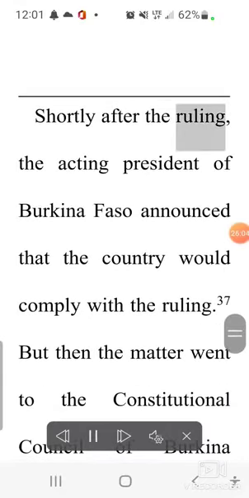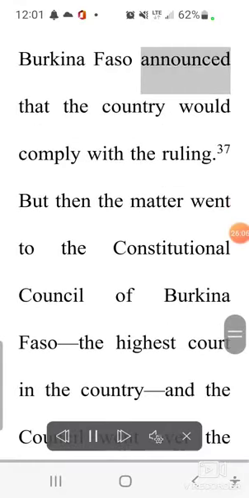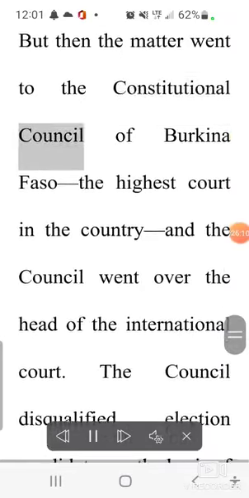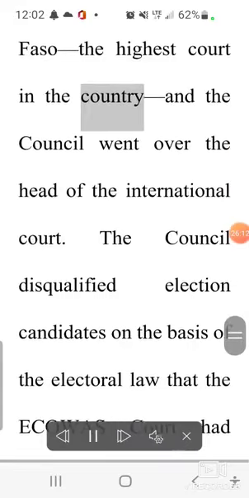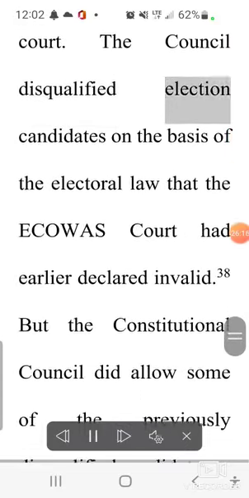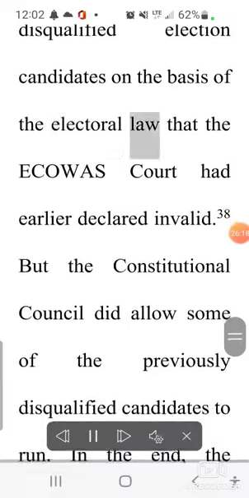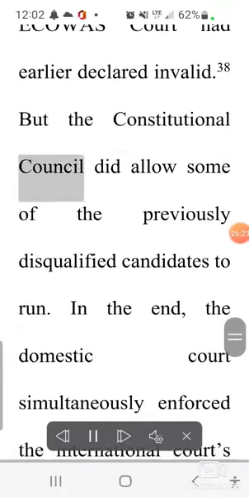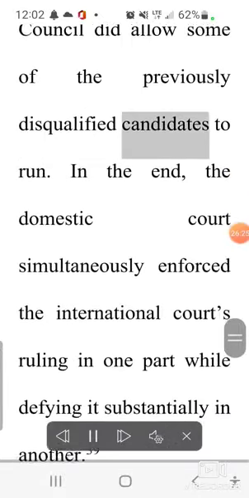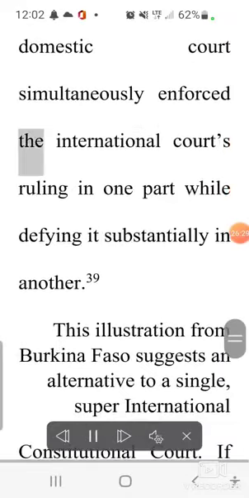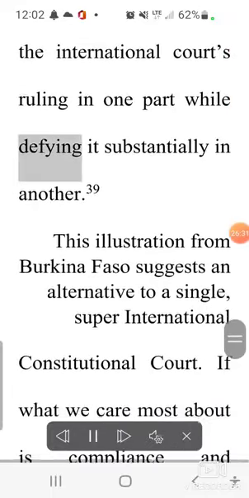Shortly after the ruling, the acting president of Burkina Faso announced that the country would comply with the ruling. But then the matter went to the Constitutional Council of Burkina Faso, the highest court in the country, and the council went over the head of the International Court. The council disqualified election candidates on the basis of the electoral law that the ECOWAS court had earlier declared invalid. But the Constitutional Council did allow some of the previously disqualified candidates to run. In the end, the domestic court simultaneously enforced the International Court's ruling in one part while defying it substantially in another.